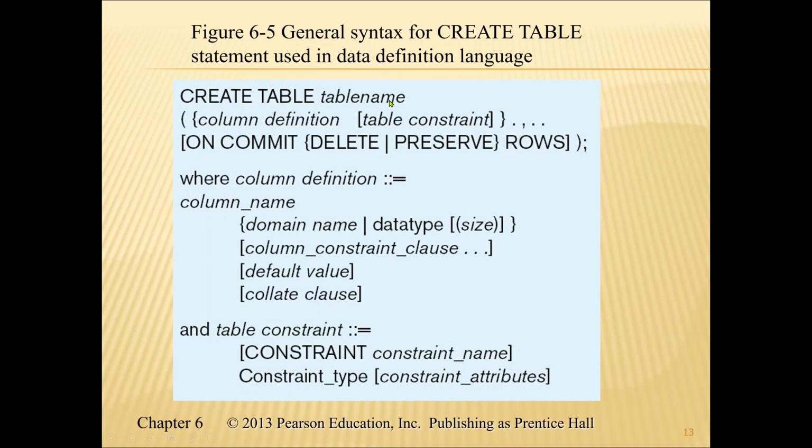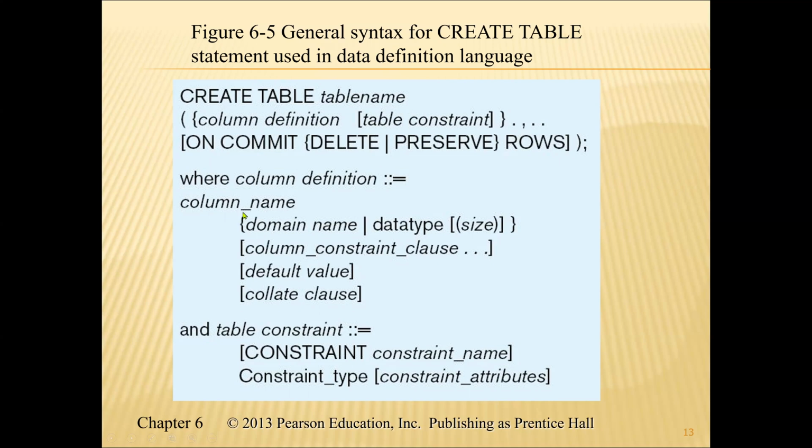Then I have to give my table name. After that, I'm going to open a parenthesis. Then I'll define all my columns. That's my field. If there's any constraint, I will add it here, like foreign key or the data types, everything will be here. Now we can also have what we call the on commit delete. We may discuss what this means later on.